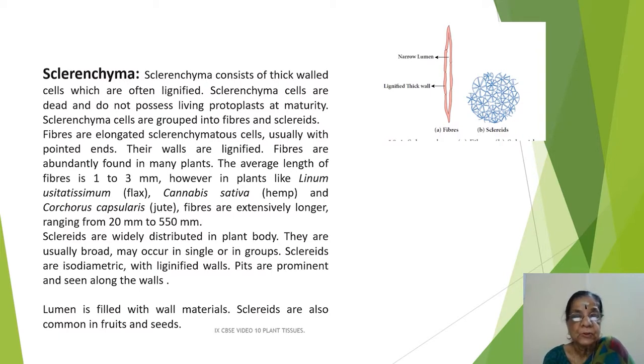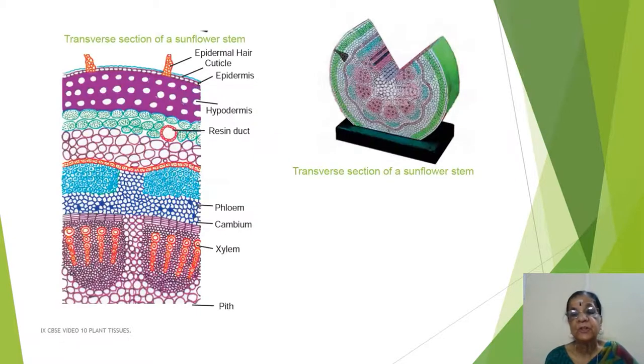Okay, so the lumen is filled with wall materials. Sclereids are also common in fruits and seeds. That is what we say, the gritty nature of fruits is due to the presence of these sclereids. Okay, the difference between sclereids and fibers I will give in the question bank.